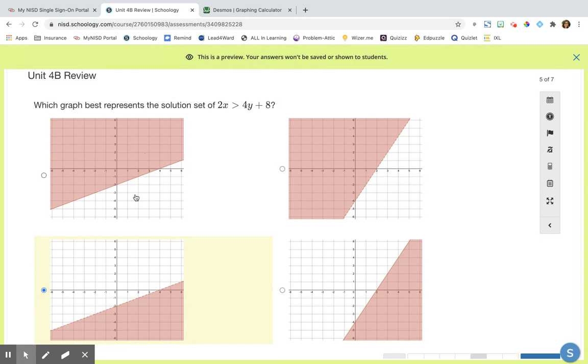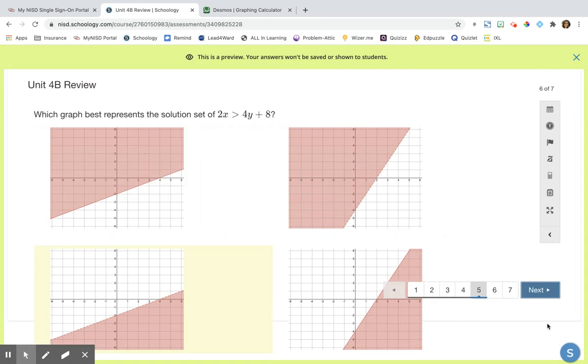It looks like that's the only one. So that's a solid line, solid line. This one is a dashed line, but it's colored in on the wrong side. So it has to be that one. Easy peasy, right? Let's look at the next one.